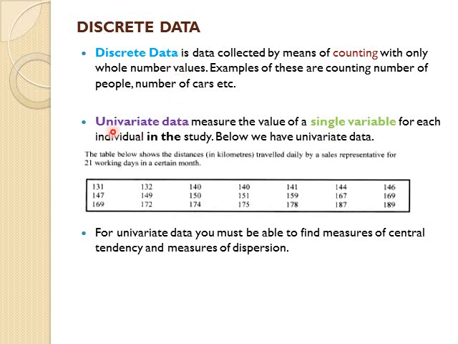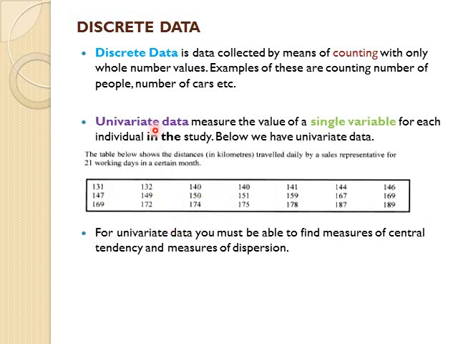Univariate data: uni meaning one, and variate taken from the word variable, or something that changes. So univariate data measures the value of a single variable for each individual in the study. Below here's just an example of univariate data. The table below shows the distances in kilometers traveled daily by a sales representative for 21 working days. So day 1 he traveled 131 kilometers, day 3 140, etc.